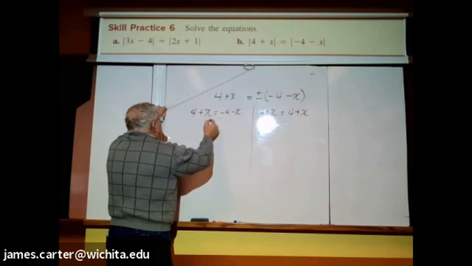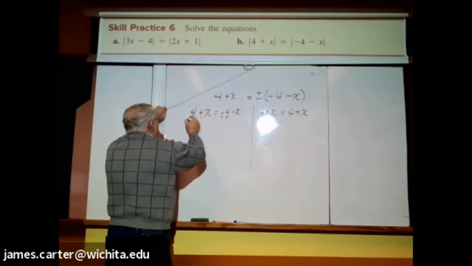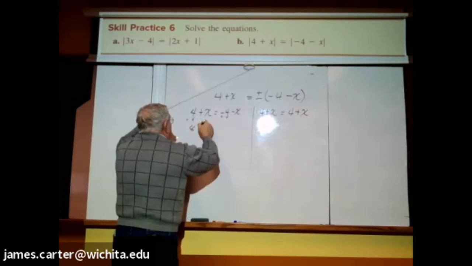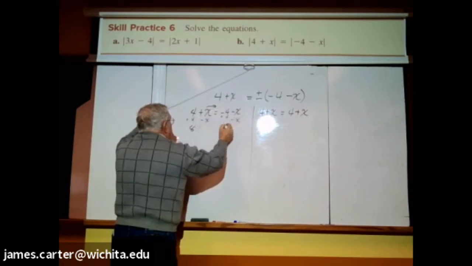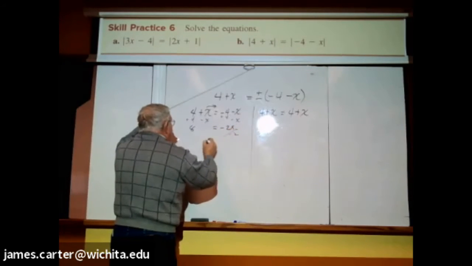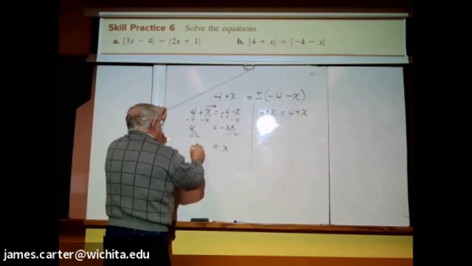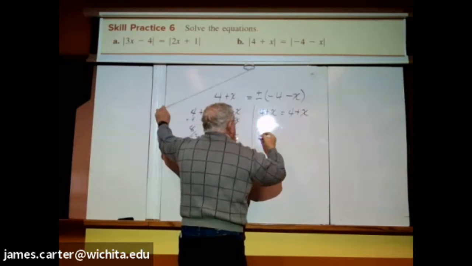In this case, plus 4, I get 8. And if I want to take the x over to this side, it doesn't matter which direction, minus x, I get negative 2x. Divide by -2, x equals -4. Okay? What about this side?